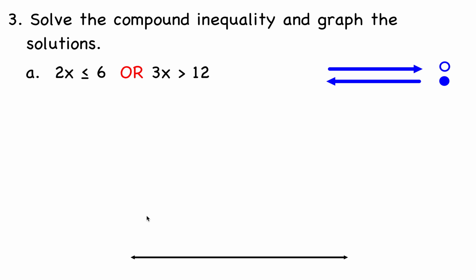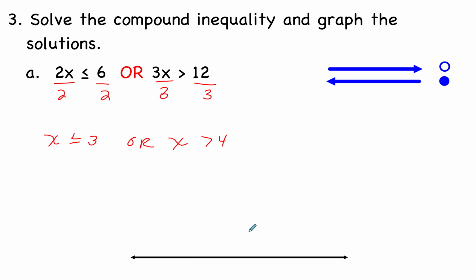Solve the compound inequality and graph the solutions. So this one says that 2x is less than or equal to 6. So if we're going to solve this for x, we're going to divide both sides by 2. And we end up with x is less than or equal to 3. Or 3x is greater than 12. Dividing by 3 to get x alone, we end up with x is greater than 4.